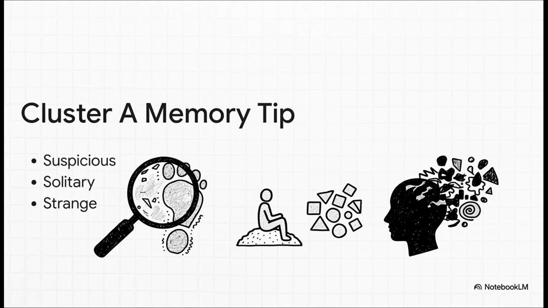So the crucial point is, if you want to remember the core features of these 3 Cluster A conditions, just think of the 3 S's. Paranoid is suspicious, schizoid is solitary, and schizotypal is strange. Suspicious, solitary, strange. If you can lock those in, you've pretty much got Cluster A mastered.